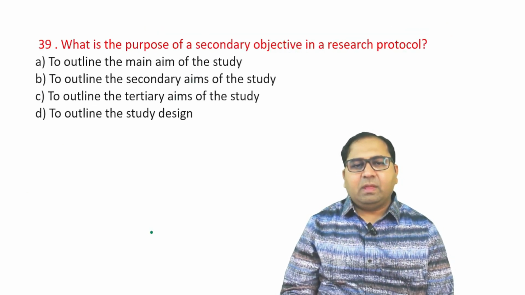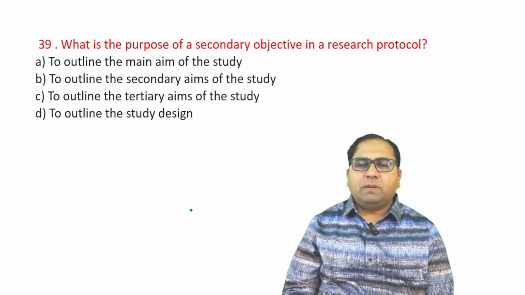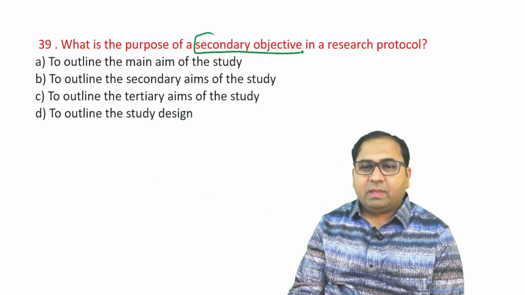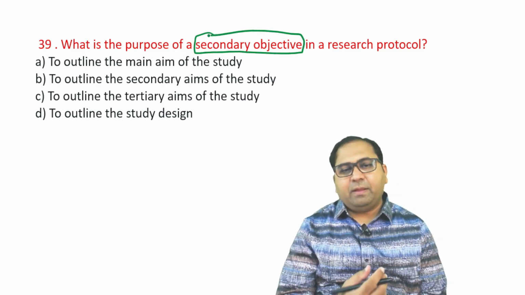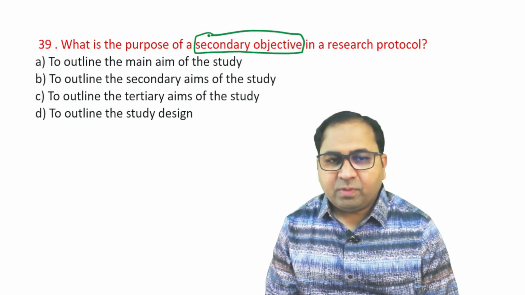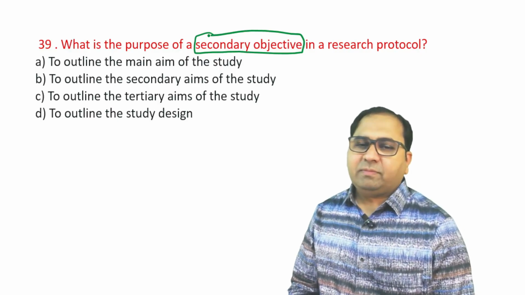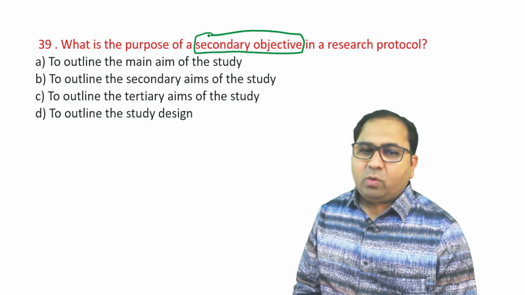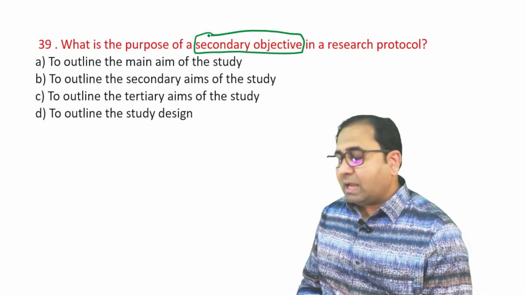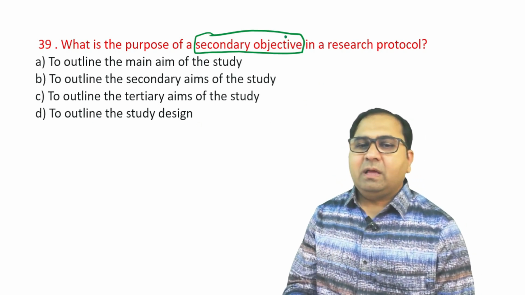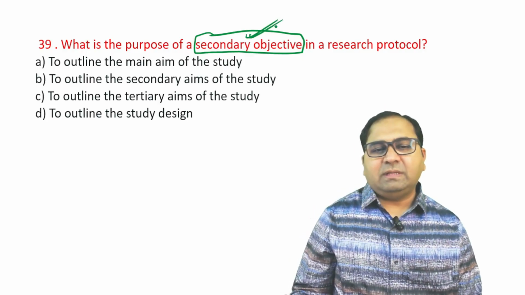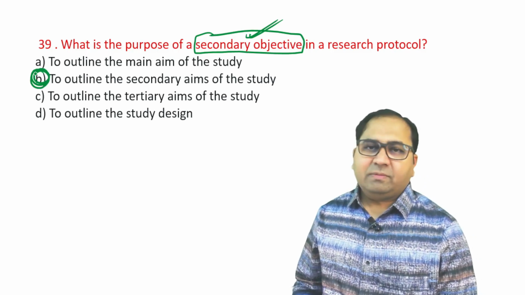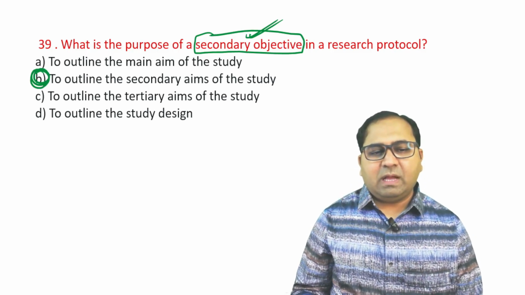And next question. What is the purpose of a secondary objective in a research protocol? Options are A, to outline the main aim of the study, B, to outline the secondary aims of the study, C, to outline the tertiary aims of the study, or D, to outline the study design. So what is the answer? When they are speaking regarding the secondary objective itself, it is to outline the secondary aims of the study. Please remember the question and also the answer.